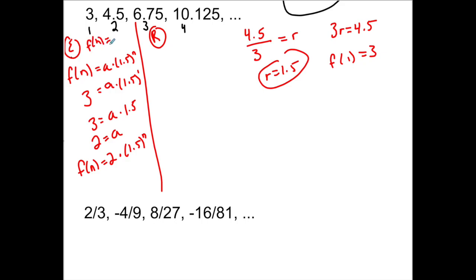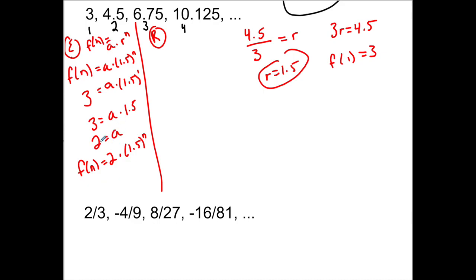F of n equals a times b to the n. And then we talked about how the b really stands for the common ratio. So you find your ratio, you plug it in, and then you choose an x and a y, or in this case an n and an f of n. You choose a pair. You plug in the term number for n, so term 1, you plug in 1. You plug in the term value for your f of n or your y. You solve for a, and then you bring it all back together.